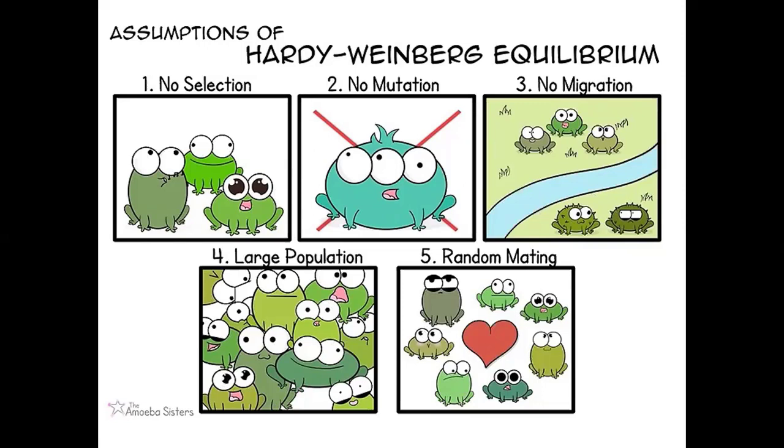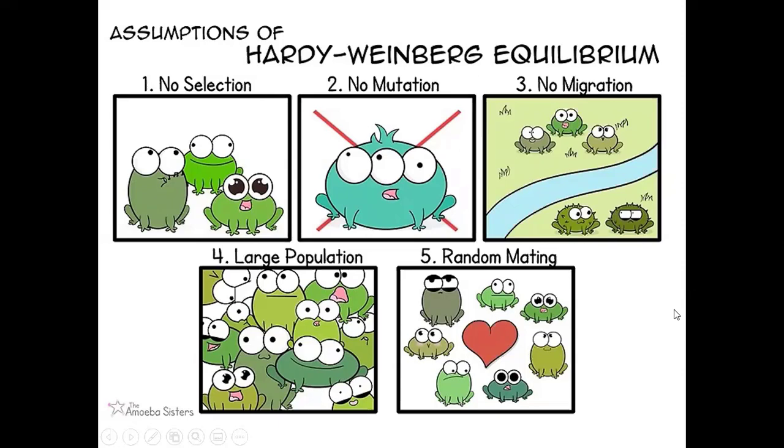So in all reality, Hardy-Weinberg equilibrium is very, very unlikely to ever occur. But again, by finding it, we can see how much evolution is occurring by seeing how much you vary from Hardy-Weinberg equilibrium.